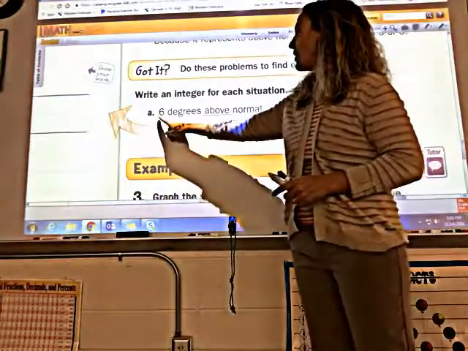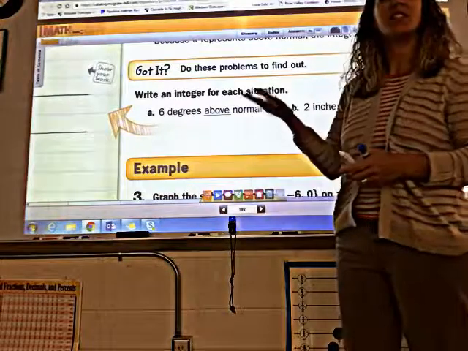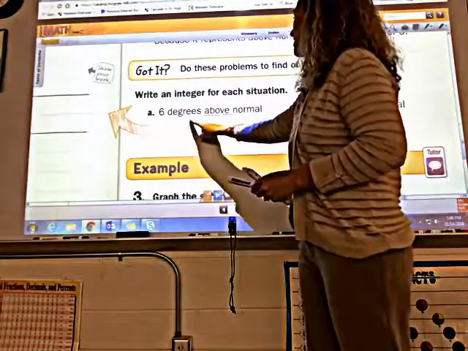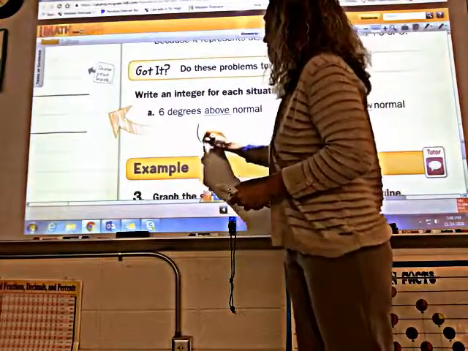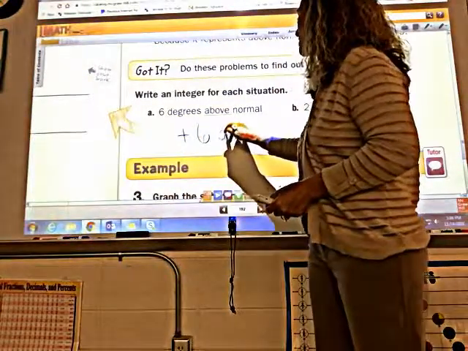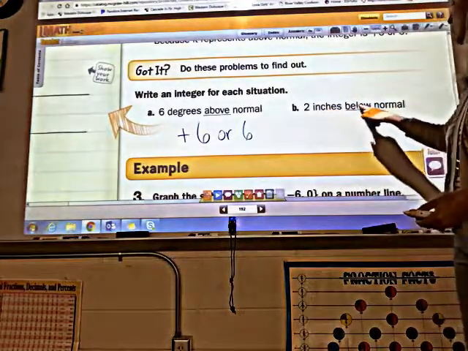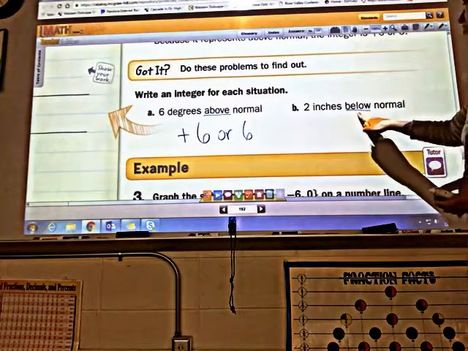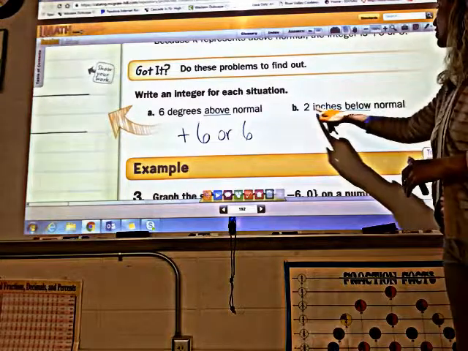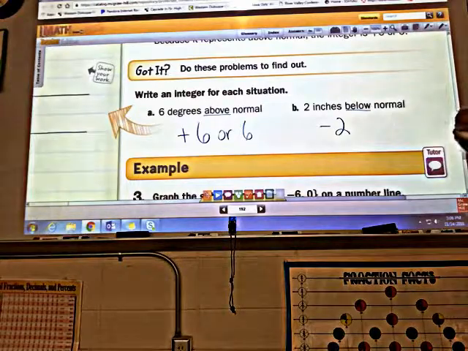As we take a look at letter A, we can see it says 6 degrees above normal. When I think of the word above, I think positive or going up. So if I'm going to write an integer that represents 6 degrees above normal, we should have put down a positive 6. You can put a plus 6 in front of it, or you can just leave it as 6. As we take a look at letter B, 2 inches below normal. Again, when we're thinking below, we're thinking of something that is going down, or we're thinking of a negative number. So 2 inches below normal, we would use the integer -2 to represent that situation.